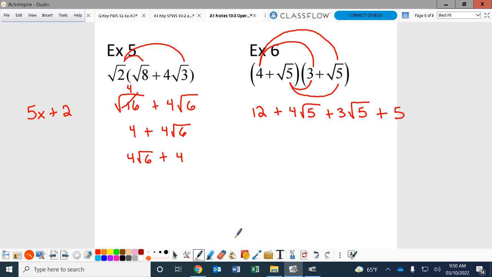Okay. Do you see the like terms? You got the like terms here and here. They both have a square root of 5. And then you've got like terms here and here because they both are constants. They both have just a number. So 4 and 3 is going to be 7 square roots of 5 plus what? 17. Plus 17 on the end.